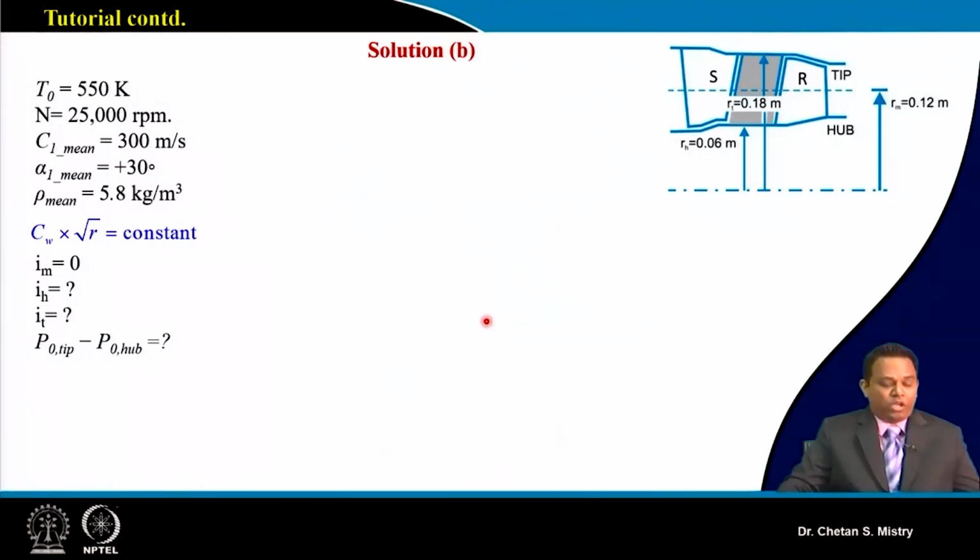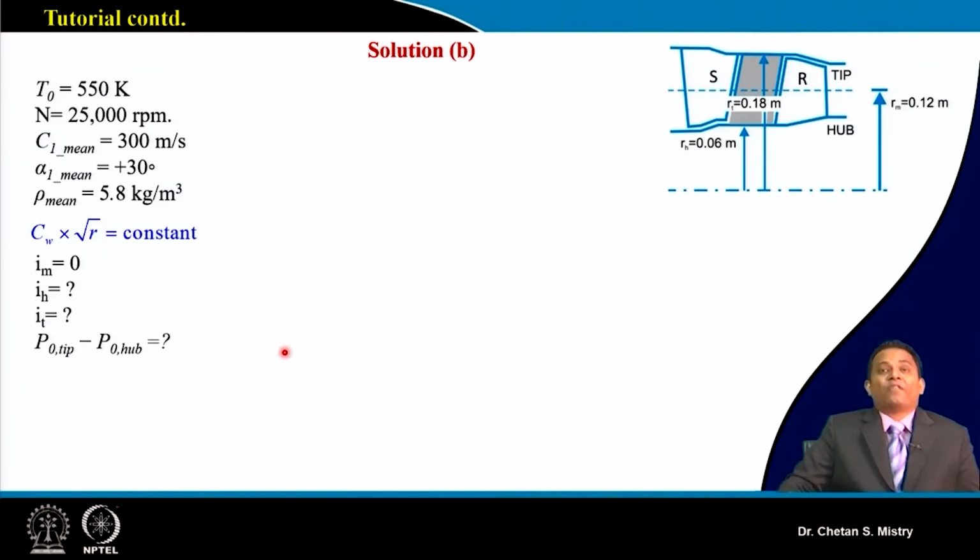In the same way, we are looking for the calculation of delta P0. We can understand that if we are looking for delta P0, that is total pressure at the hub and total pressure at the tip, we must know our static pressure. Again, we have the correlation that relates our total pressure and static pressure.